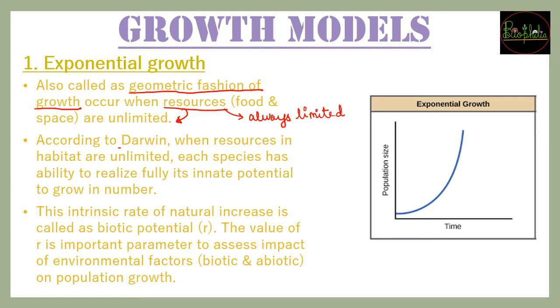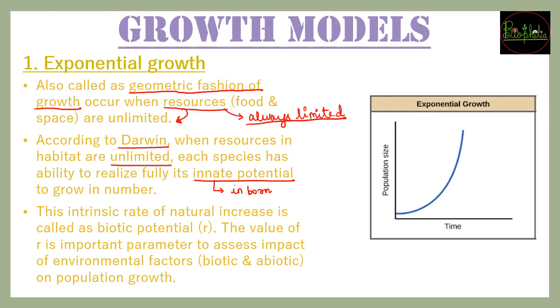So Darwin understood that once you consider the resources to be unlimited, each species is going to have the ability to grow at its complete potential. And this innate potential means the inborn potential, with which it tries to grow with its full inner strength. And because of that it needs unlimited supplies, but unlimited supplies do not exist in the real world. So what is going to happen? A different kind of growth is going to be seen in the real world.